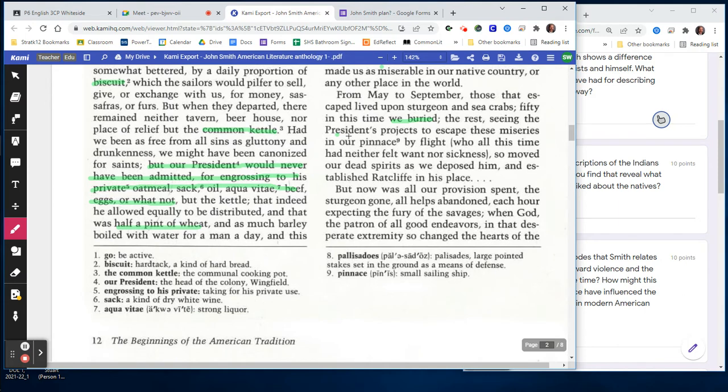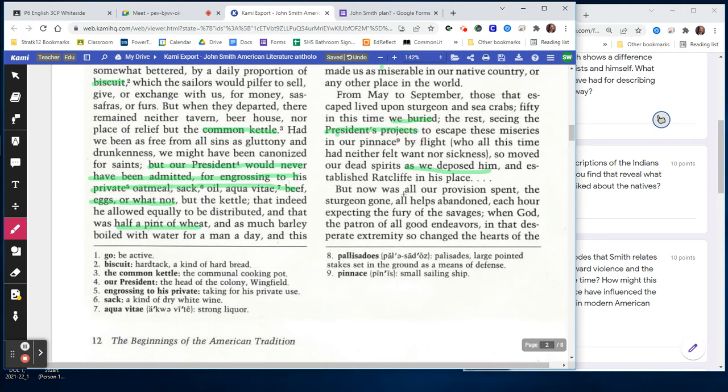The rest, seeing the president's projects to escape these miseries in our pinnacle by flight, who all this time had neither felt want nor sickness, so moved our dead spirits as we deposed him and established Ratcliffe in his place. So apparently they fired the president because he wasn't helping.